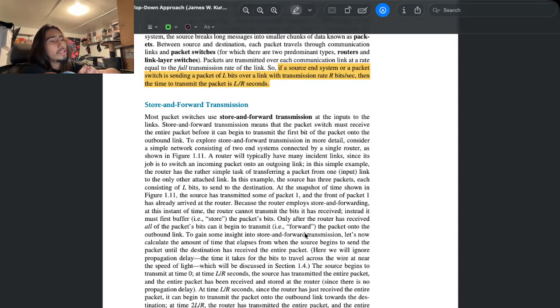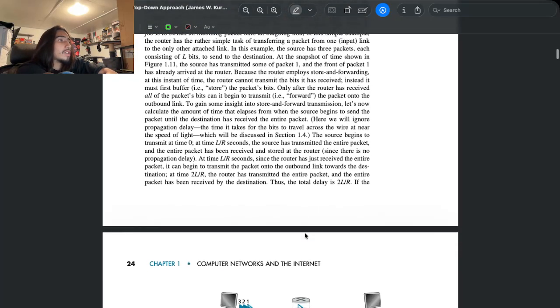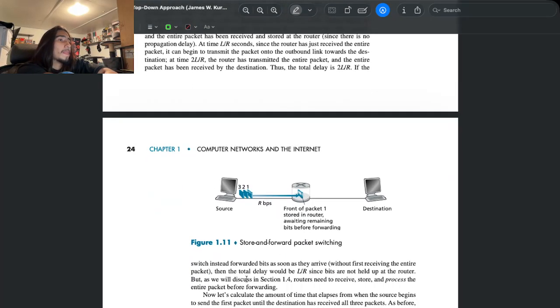At time L over R seconds, since the router has just received the entire packet, it can begin to transmit the packet onto the outbound link towards the destination. At time 2L divided by R, the router has transmitted the entire packet, and the entire packet has been received by the destination. Thus, the total delay is 2L over R. If the switch were to forward bits as soon as they arrive without receiving the entire packet, then the total delay would be L over R, since bits are not held up by the router. But as we discussed in section 1.4, routers need to receive, store, and process the entire packet before forwarding.